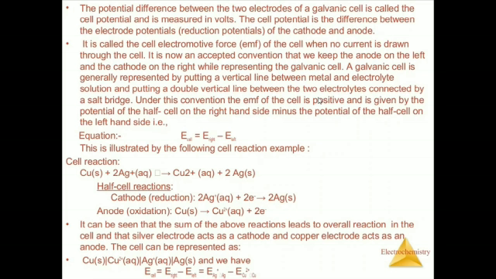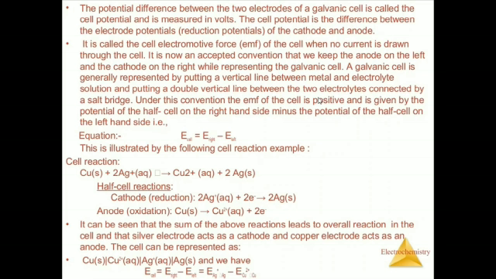A galvanic cell is generally represented by putting a vertical line between the metal and the electrolyte solution, and a double vertical line between the two electrolytes connected by a salt bridge. Under this convention, the EMF of the cell is positive and is given by the potential of the half cell on the right hand side minus the potential of the half cell on the left hand side. That is, E cell is equal to E right minus E left. That means E cathode minus E anode.